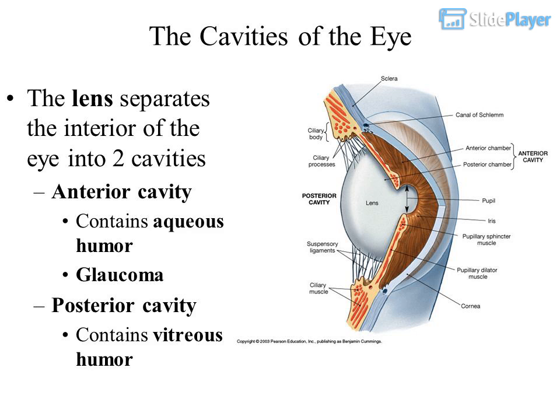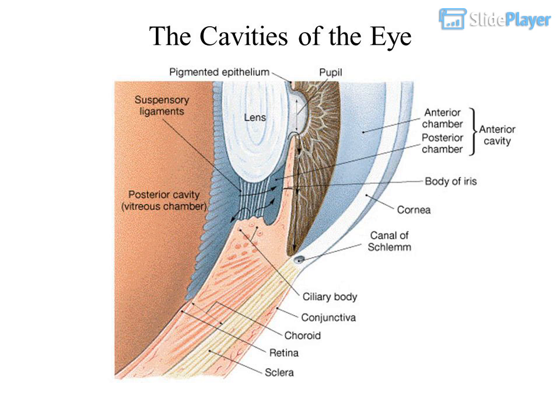The cavities of the eye. The lens separates the interior of the eye into 2 cavities. The anterior cavity contains aqueous humor. Glaucoma. The posterior cavity contains vitreous humor.